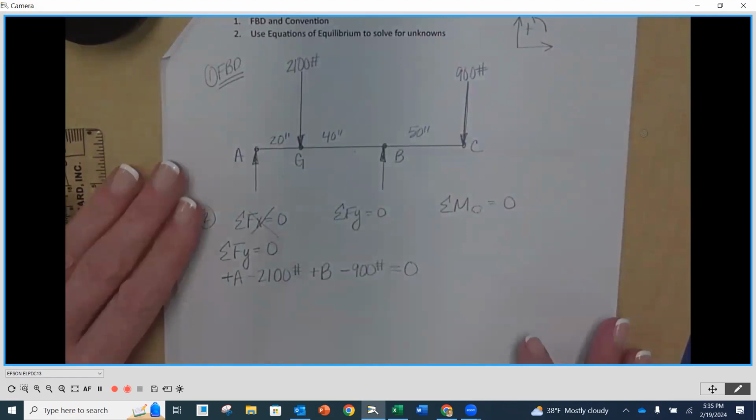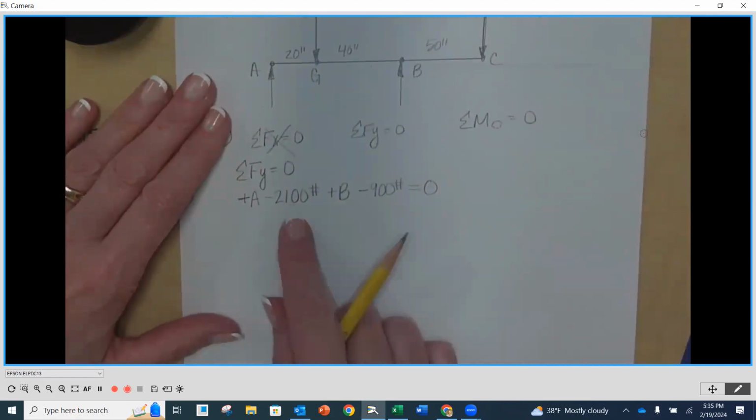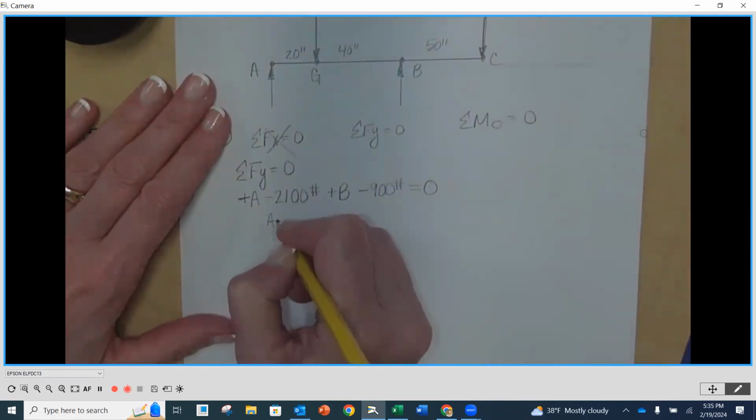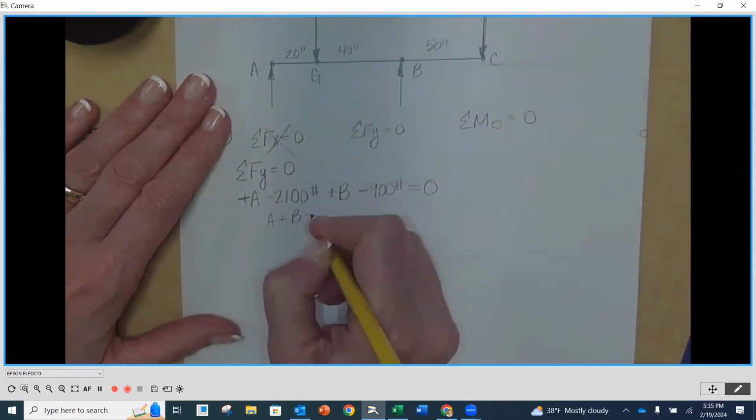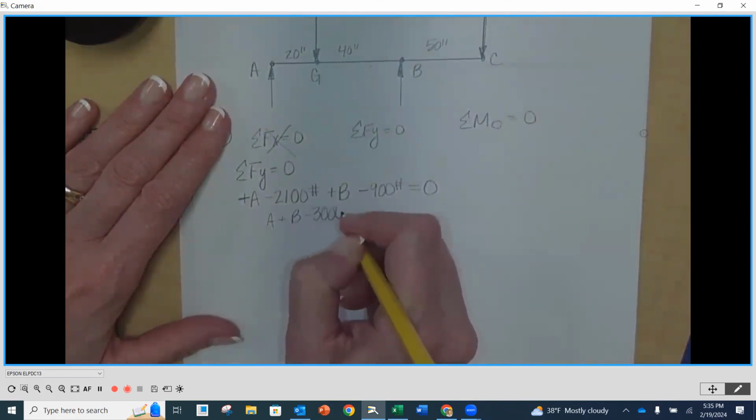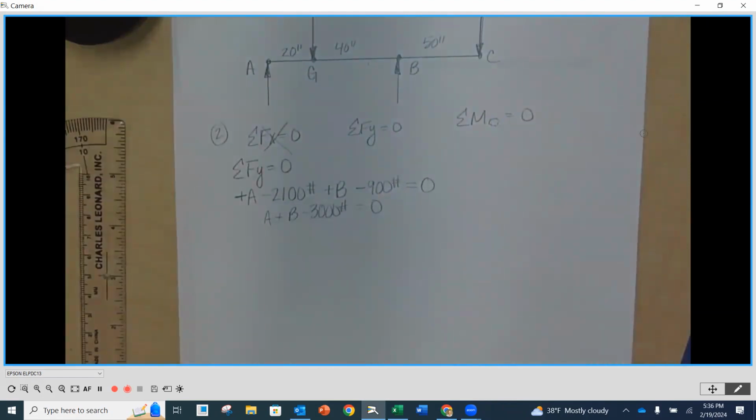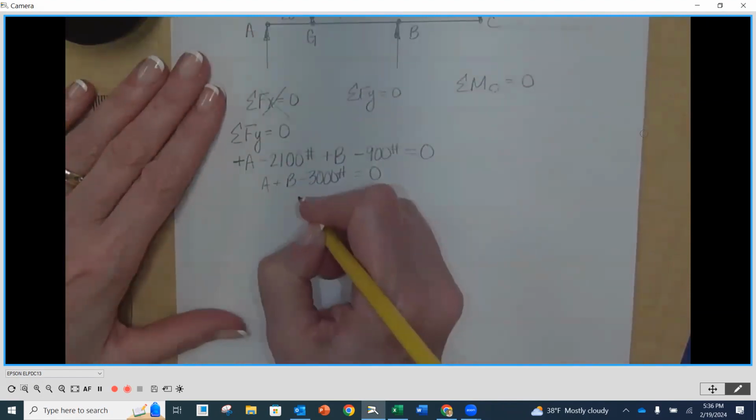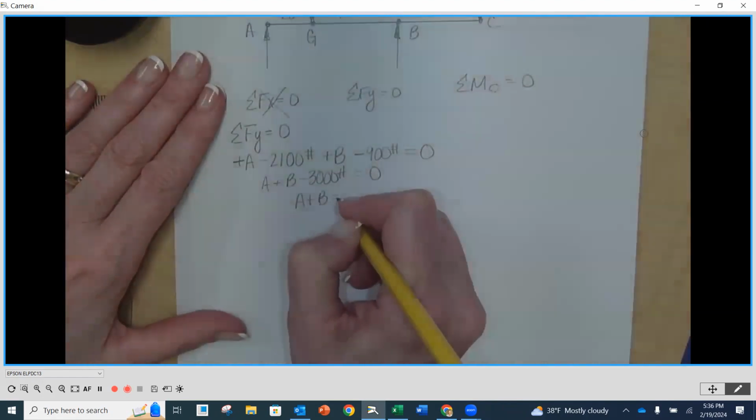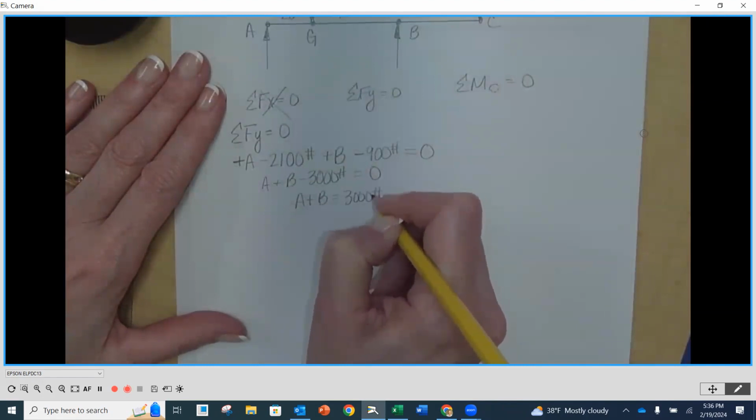Now I look at what I can combine. Looks like I can combine these two, right? So I'm going to have A plus B minus 3,000 pounds is equal to 0. And I have two unknowns, but I'm going to clear the negative. I'm going to put the 3,000 to the other side. So I can say A plus B is equal to 3,000 pounds.